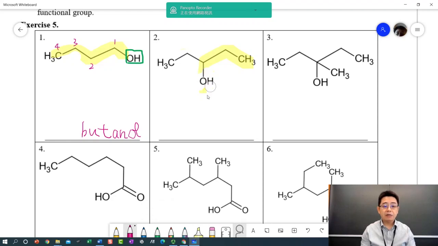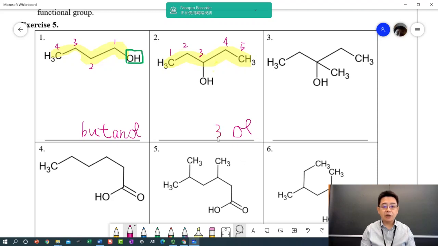Instead, we draw the longest continuous carbon chain. Right to left or left to right will be okay. And then the OH group will be attached to carbon number 3. No matter which direction you count, the result is the same, so don't bother. Let's see how to work out the name. It's OL, but how many? 1. Where is it? At 3.